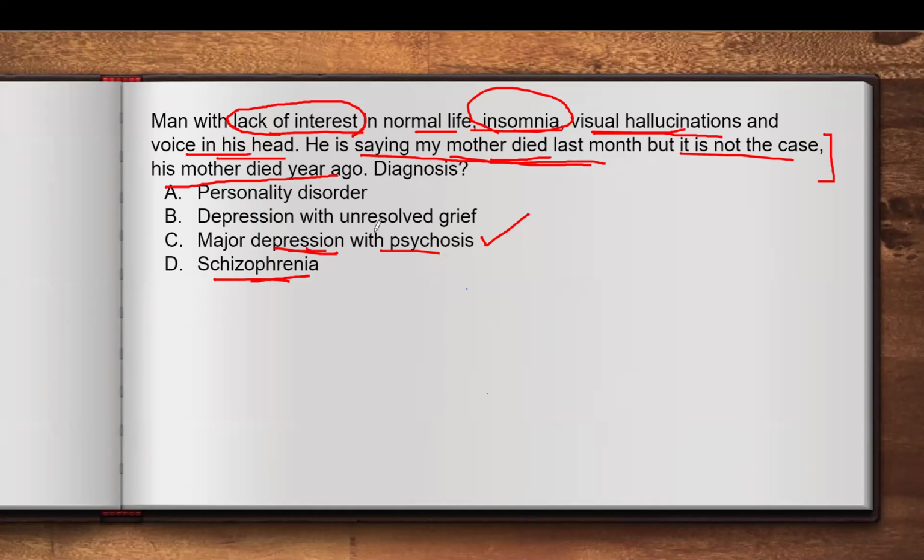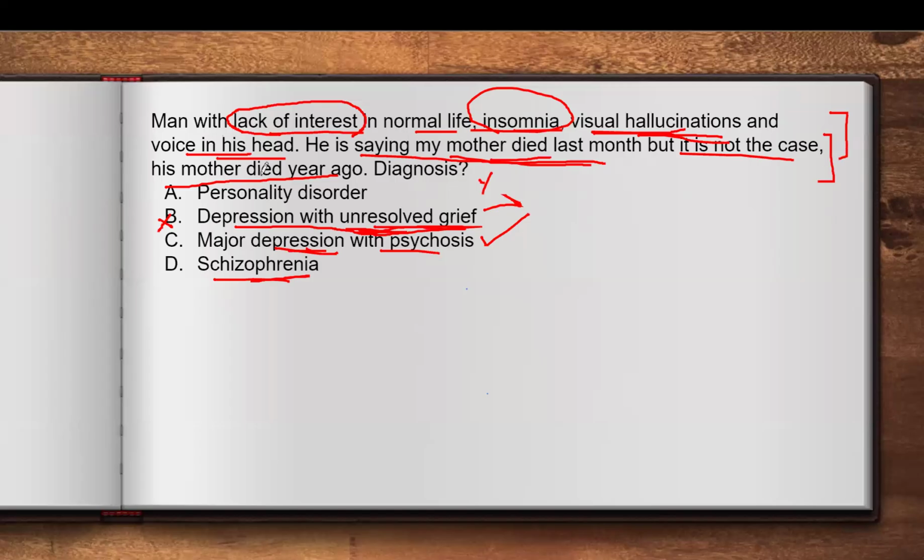Depression with unresolved grief does not have hallucinations. There is no psychotic episode over here. This would present with a patient having very low mood, all the MDD symptoms, and complicated grief. If the grief has been very prolonged, that is called complicated grief. So it can be that, but here we have hallucinations, so we have ruled out option B. Secondly, the personality disorder. Again, personality disorders don't usually present like this.